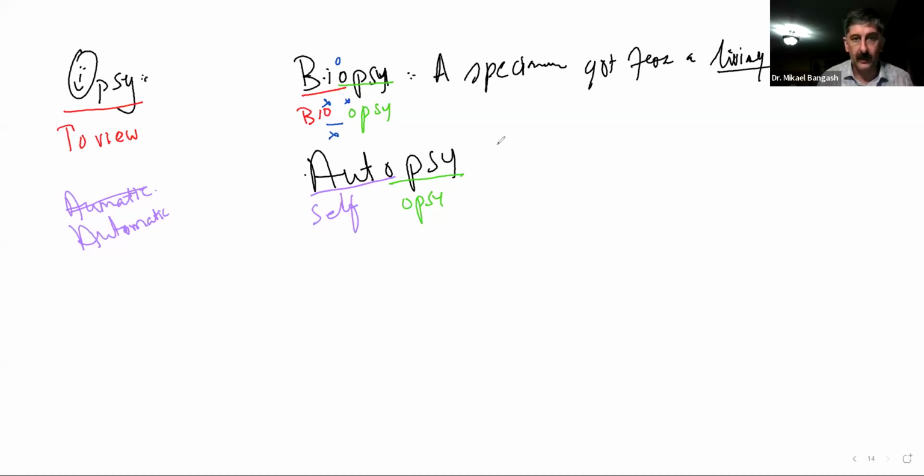When you say automatic, what does it mean? Something that happens on its own or by itself, right? I didn't do it, it just happened automatically. So in this case, what is an autopsy going to be? You're going to say it's examining a specimen from a dead person.